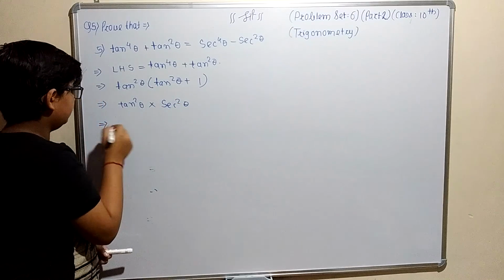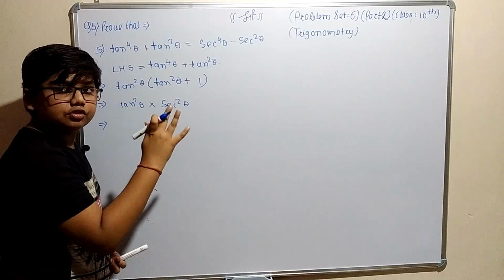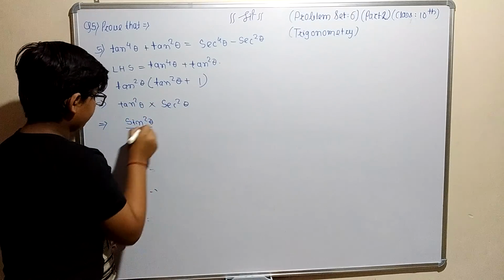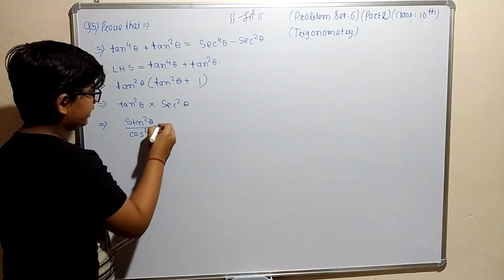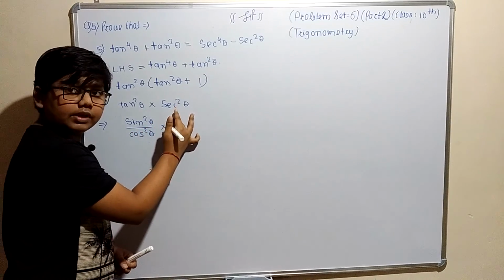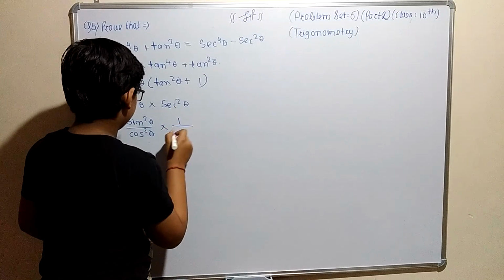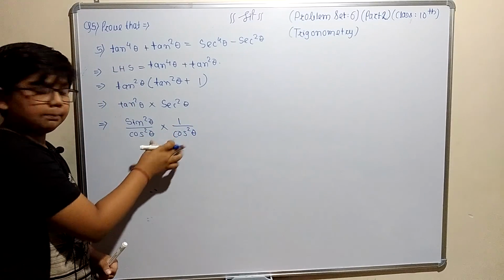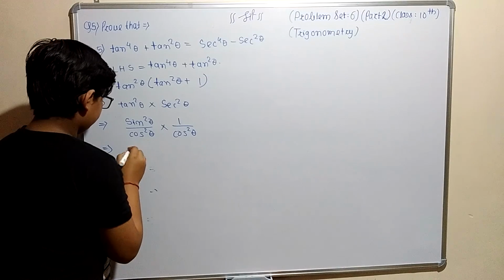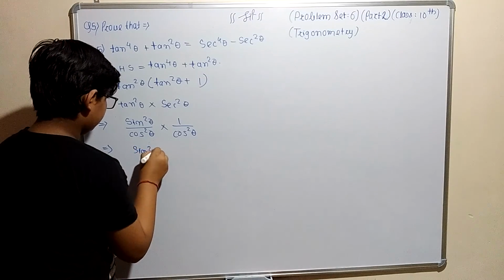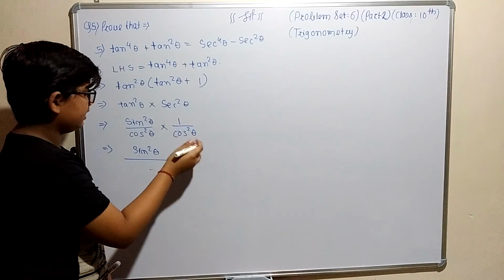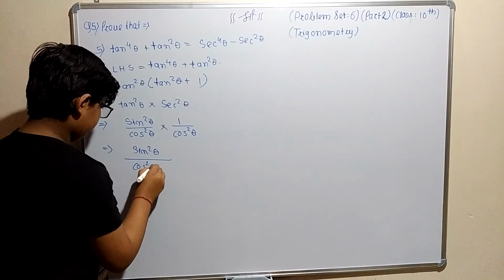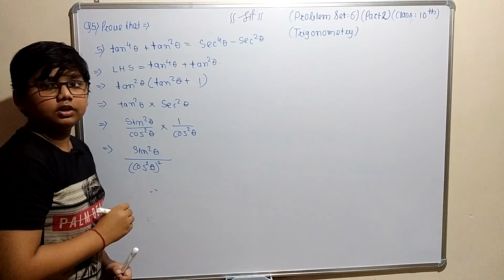Next step. Tan square theta can be written as sin square theta divided by cos square theta, multiplied by sec square theta. Sec square theta can be written as 1 by cos square theta. Now just multiply it. So we will get sin square theta, multiply the numerators and denominators, cos square theta into cos square theta, cos square theta whole square.